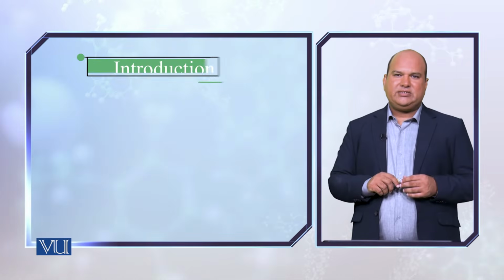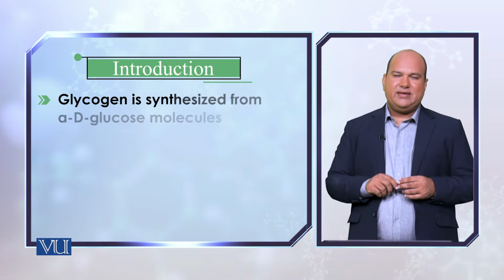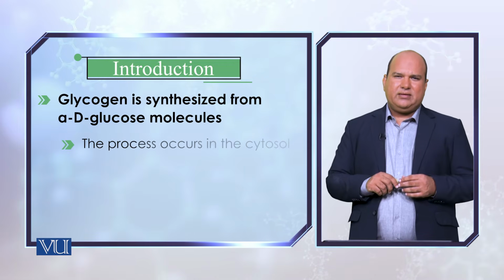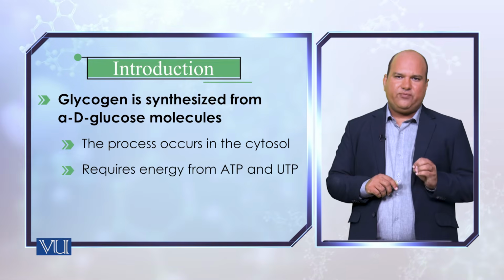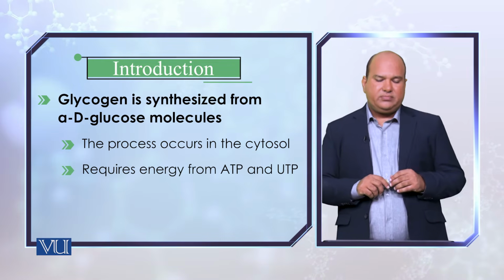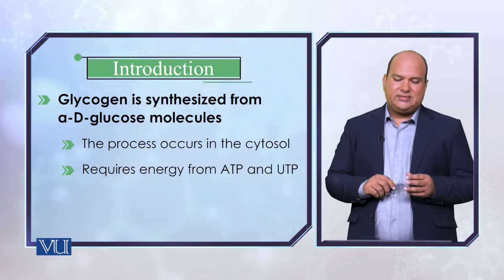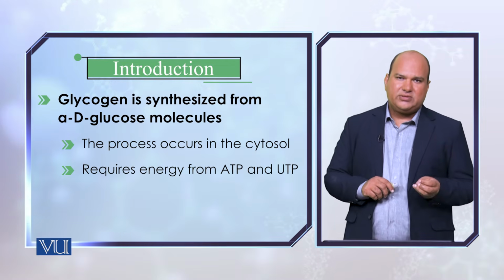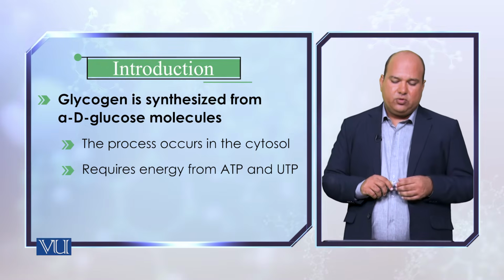Now, let us see how glycogen is formed in our cells. It is a very interesting but a little bit complicated process. So, I need your real focus in this part. First of all, you already know, I have told you, that glycogen is synthesized from the monomers of glucose. Those are the alpha D glucose monomers.